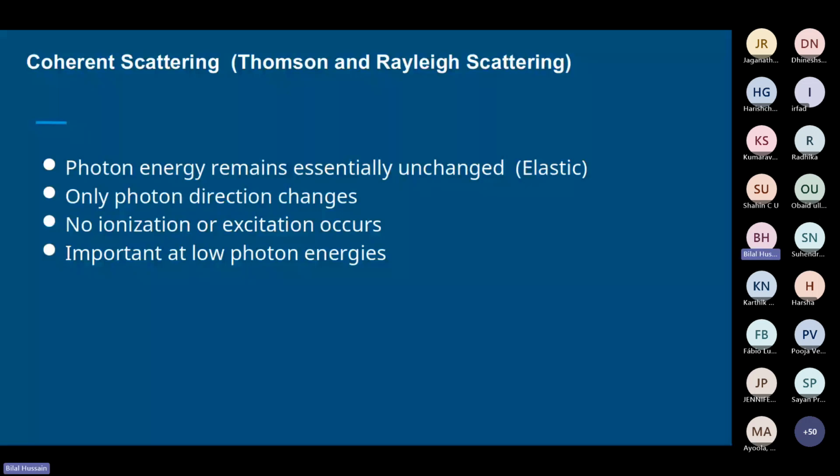In the whole of the coherent scattering, the photon energy remains essentially unchanged. That means it's elastic scattering. There is no exchange of energy. There is no loss of energy. Only the photon direction changes. It means only the direction of the photon will be changed. So no energy change, and the atom will be neither ionized nor excited. This is very important in low energy photon physics.